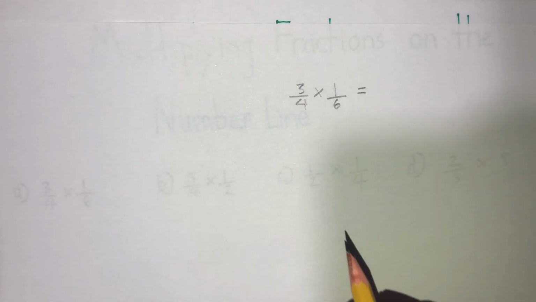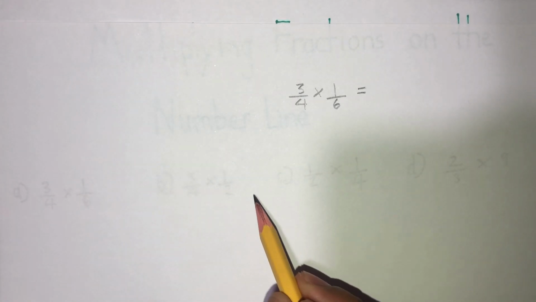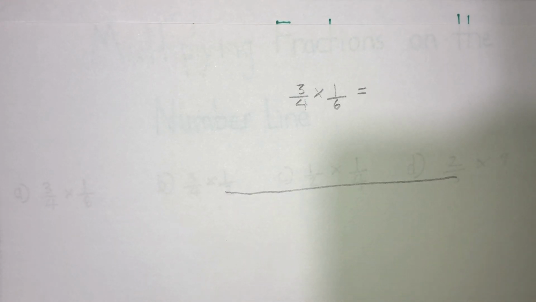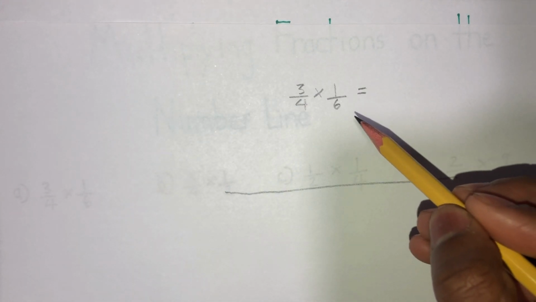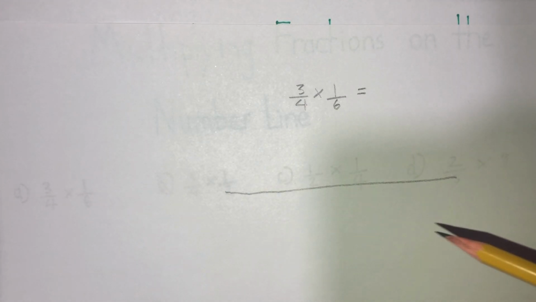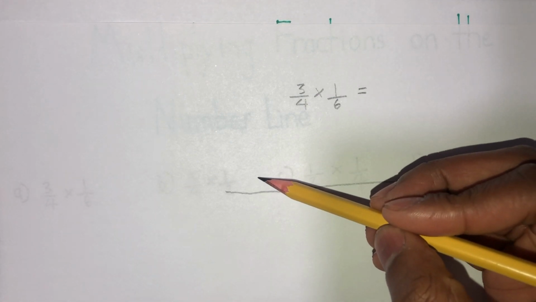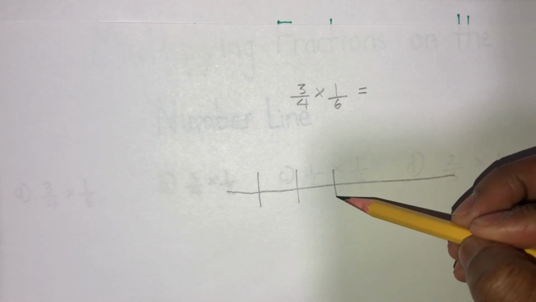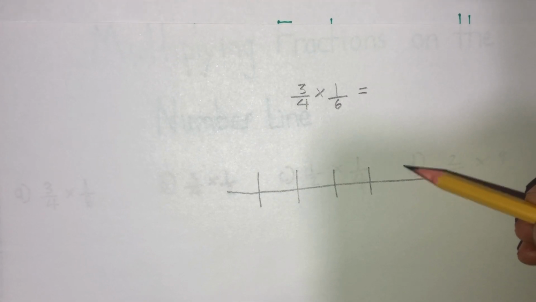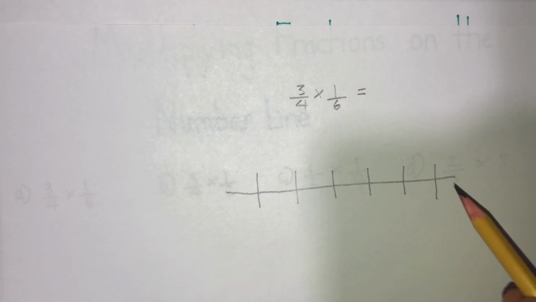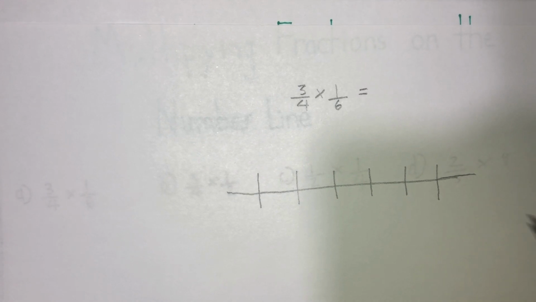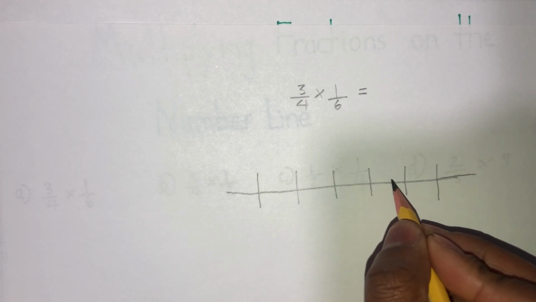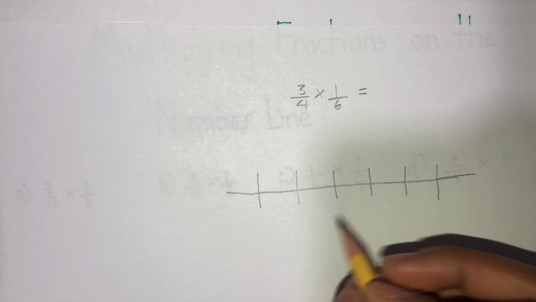Alright, so our first step is to sketch our number line. Then we're gonna divide our number line into 6 equal parts. 1, 2, 3, 4, 5, 6. So 6 equal parts.